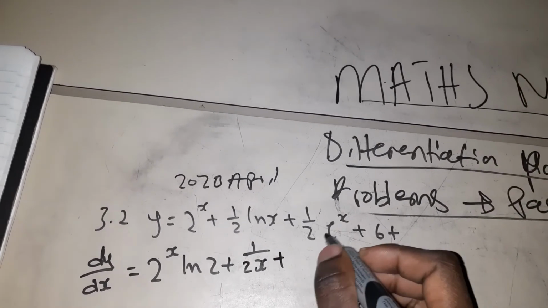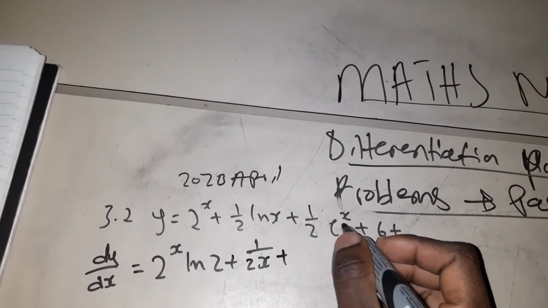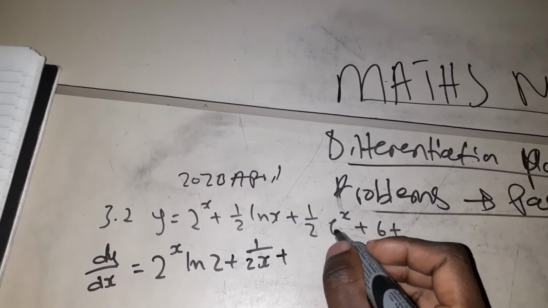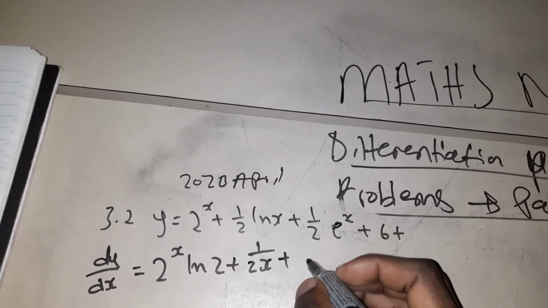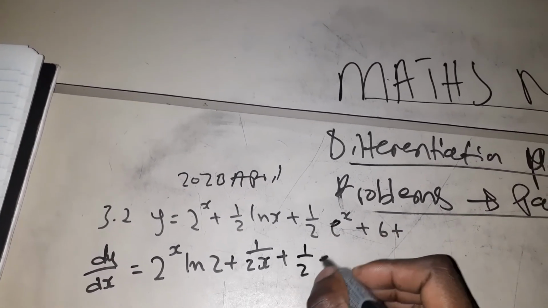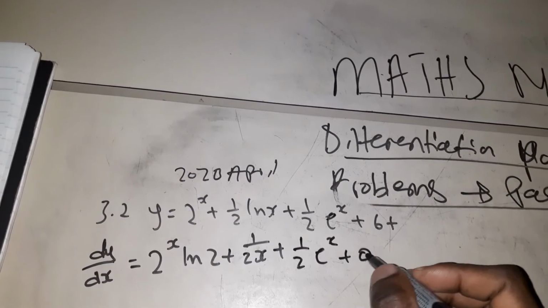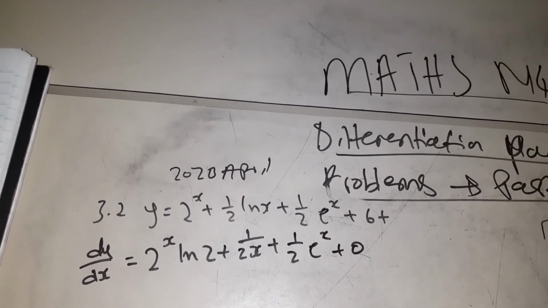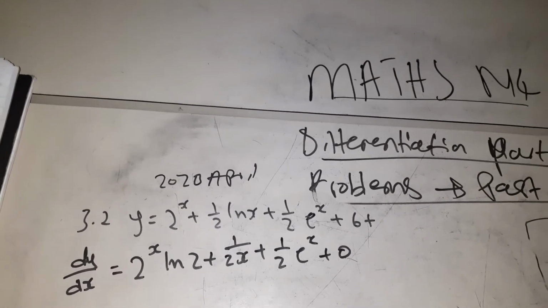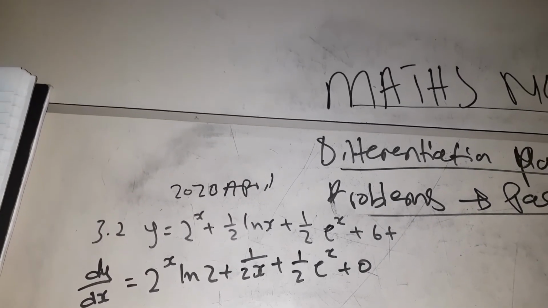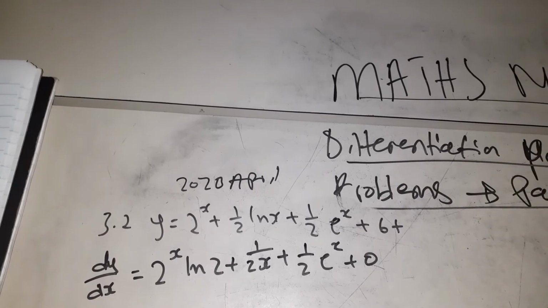Remember for this question I said you just copy exactly as it is and multiply by the derivative. If you have something like e to the power of something, 1 over 2 e to the power of x, plus 0. Remember we are differentiating in terms of x, so anything that is not x is a constant, so it's 0.